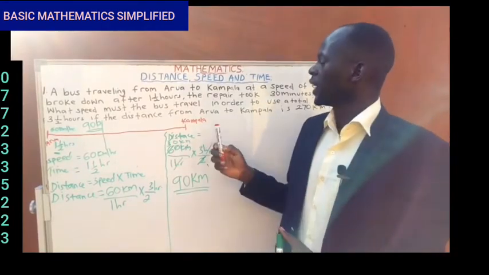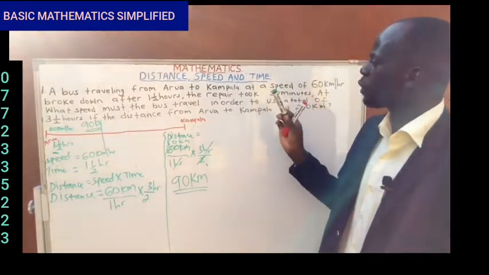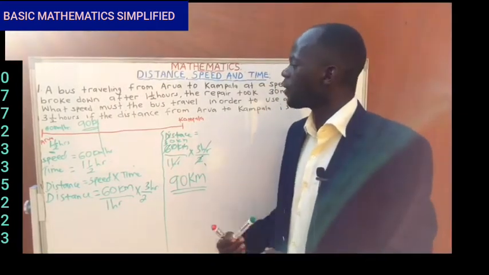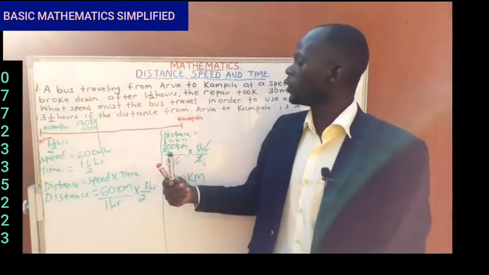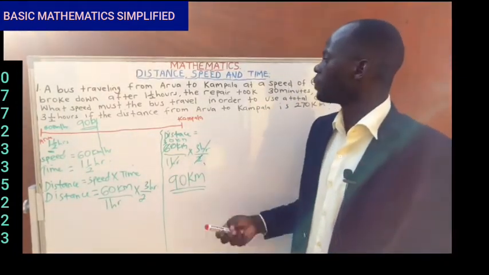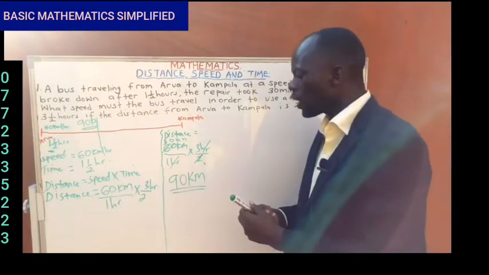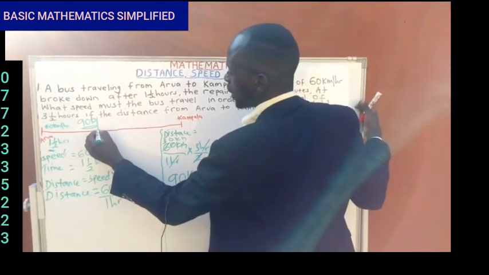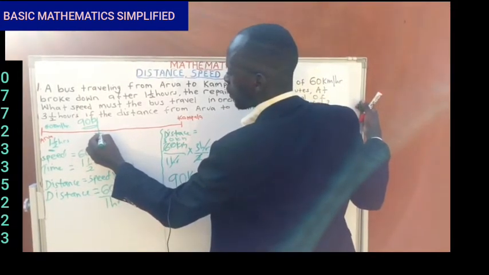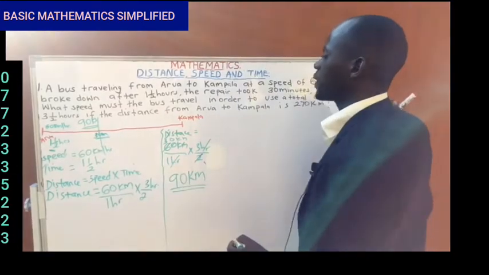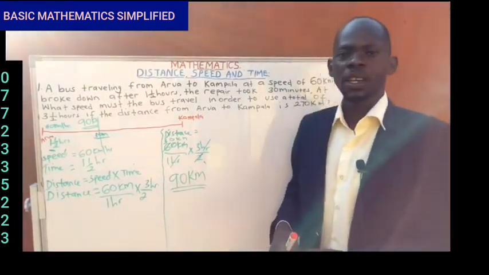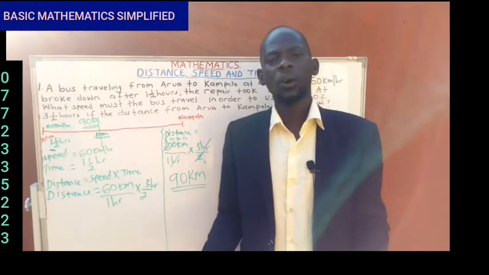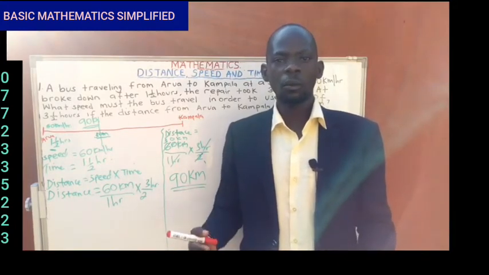Remember, it was traveling from Arua to Kampala at a speed of 60 kilometers per hour and broke down after 1.5 hours. This is the 1.5 hours that it used, and it was traveling at 60 kilometers per hour. The repair took them 30 minutes. Remember, when they were repairing, no distance was covered. They were constant here, but time was going, of course. Time can never be stopped, but distance can be 0 and speed can also be 0 kilometers per hour. Why? Because you cannot stop time. Time will always be constant.